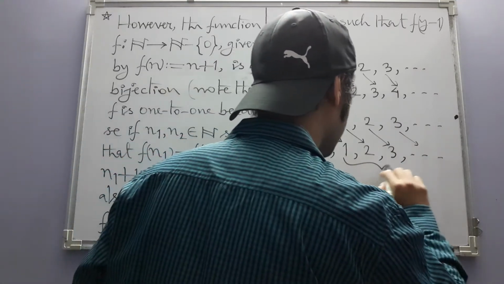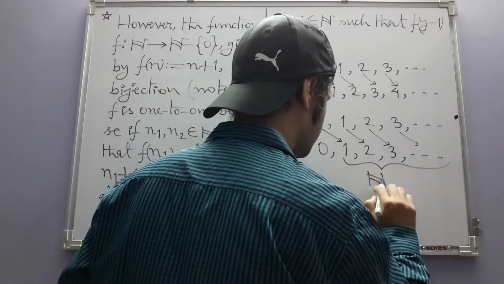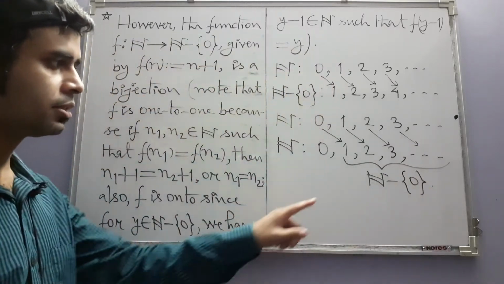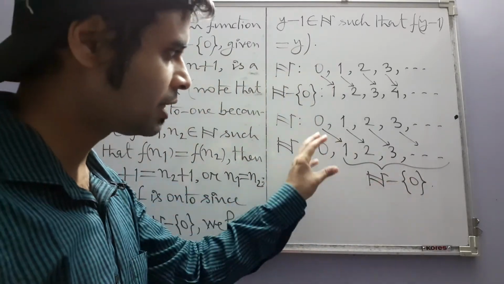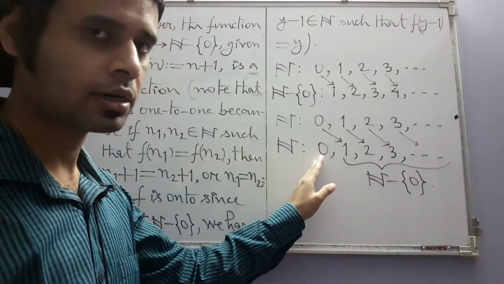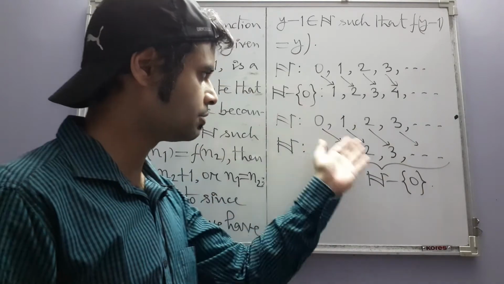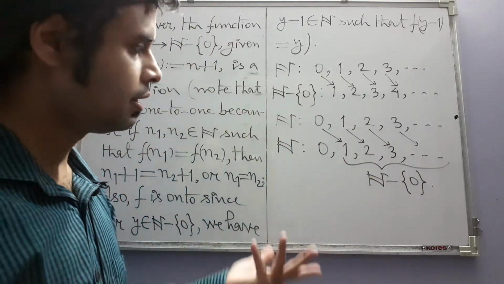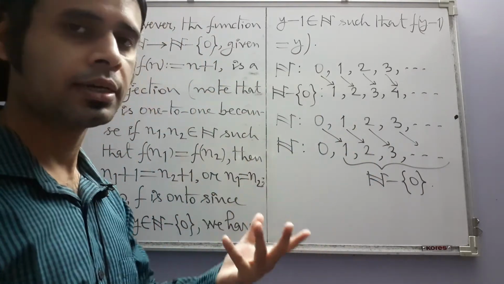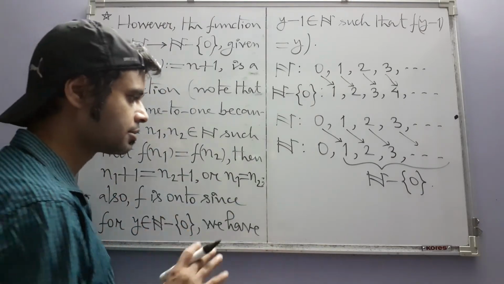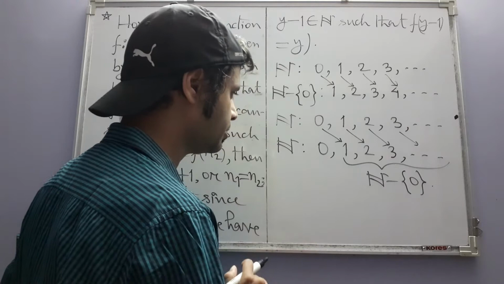So this part is your n minus 0, which despite being a proper subset of n, because it does not have 0, has a one-to-one correspondence with n itself, and this is not possible inside a finite set, as we proved earlier. So this difference is there between finite sets and infinite sets.